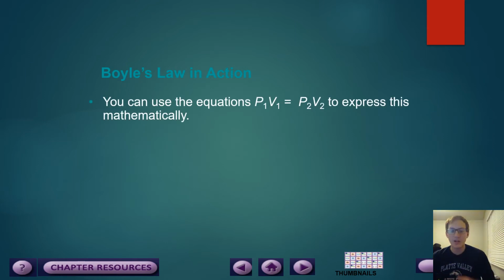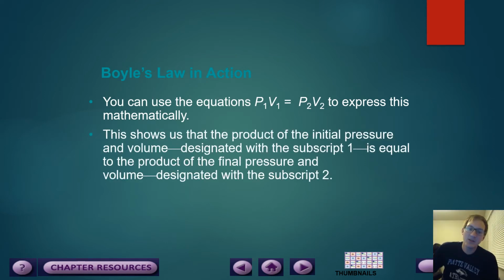Okay, so you can use the equation P1 V1 equals P2 V2 to express this mathematically. And all that means is that the initial pressure and the initial volume is always equal to whatever the final pressure is times the final volume. So if we start out with, let's say, the pressure is 5 and the volume is 10, 5 times 10 is 50. No matter how I change the pressure and volume on the right side, it always has to multiply to 50. So I could increase the pressure to 25, but then the volume would have to decrease to 2 because 25 times 2 is 50.